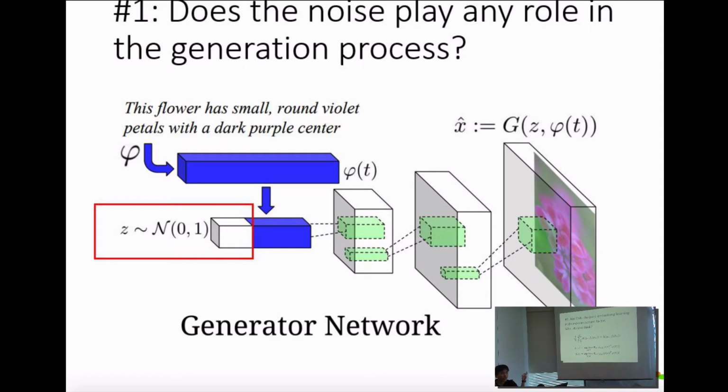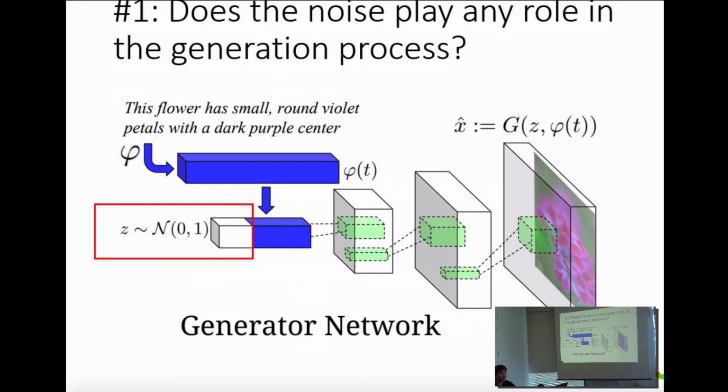But because the text embedding here is already compressed to align with the image feature, all the important information is already there for the generator to generate the image. So the noise plays a smaller role and may be ignored. It's more likely to be ignored when you train everything from the beginning.